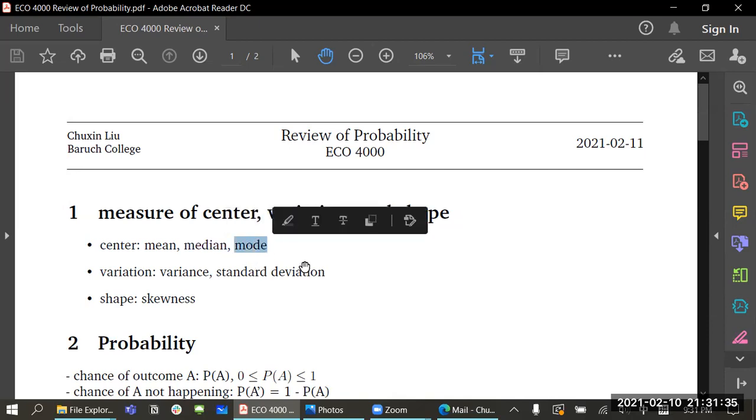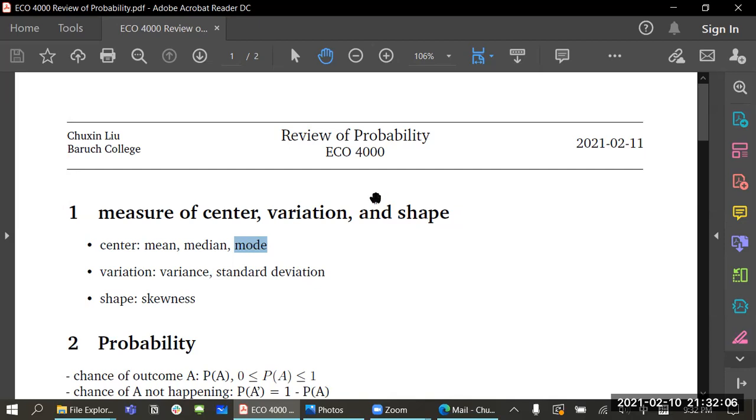The last one is mode. Mode is the number that shows up the most times. You can have one mode, you can have several modes, you can also have no mode. If all of the data shows up the same amount of times, then you don't have any mode. Then there is variation, which describes how spread out your data is.